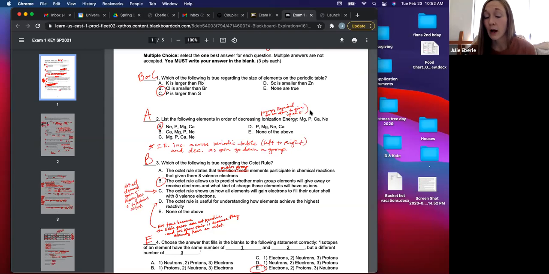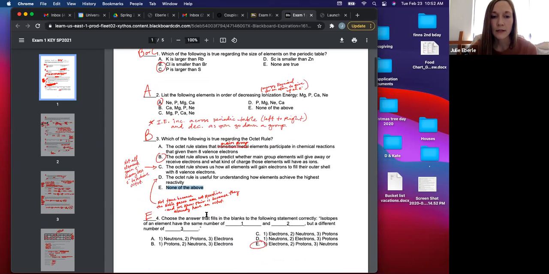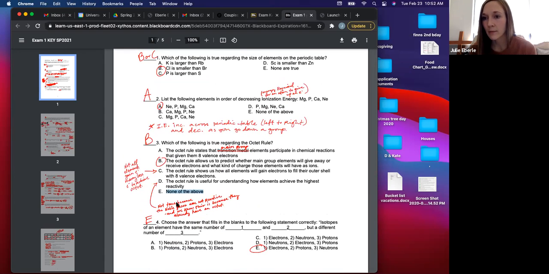The one about the octet rule, and why the correct answer there was not all of the above, which, by the way, there's a typo down here. This should not say none of the above. It should say all of the above. Sorry about that. But a lot of people picked all of the above on this particular multiple choice question, if you remember the one about the octet rule. So I put some explanations in there as far as why certain ones were false and why only B was the correct answer.